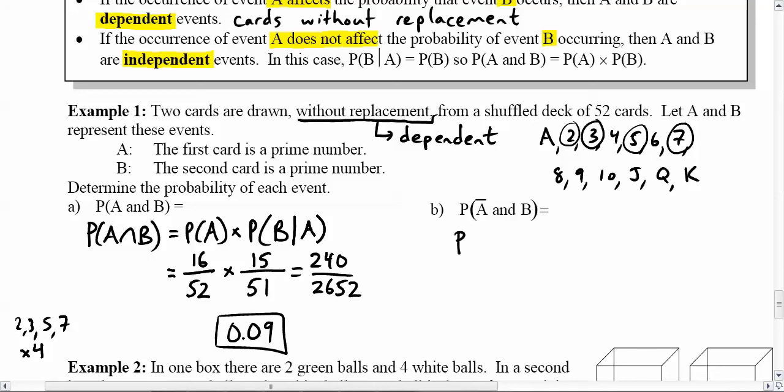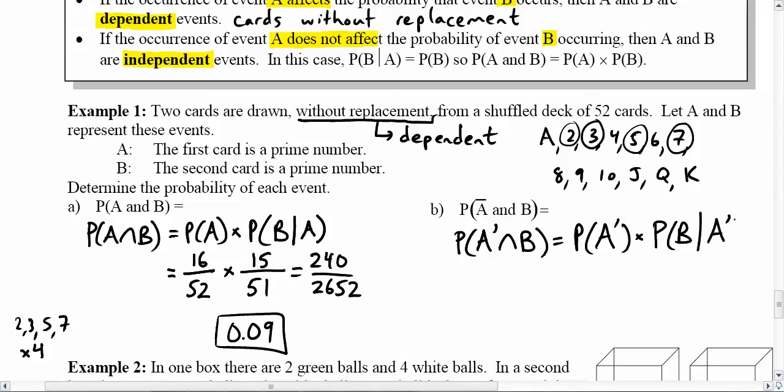I think on your paper I wrote this as A and B. A complement and B. Which means that's the chance that the first one's not a prime, and the chance that the second one is a prime, given that the first one wasn't.